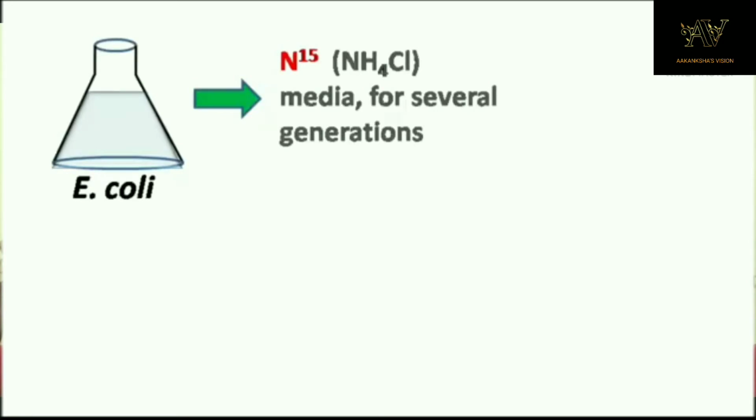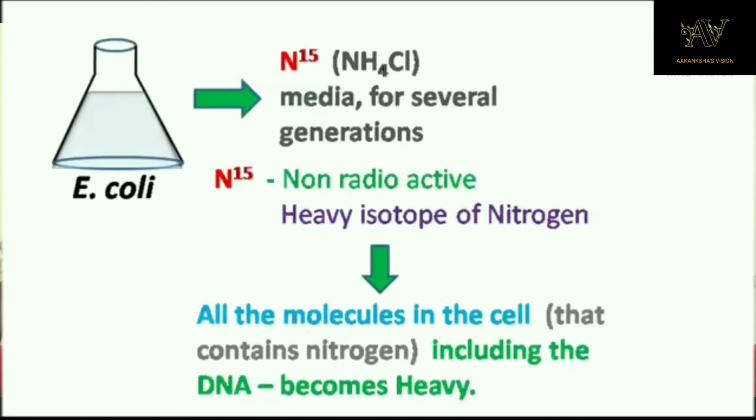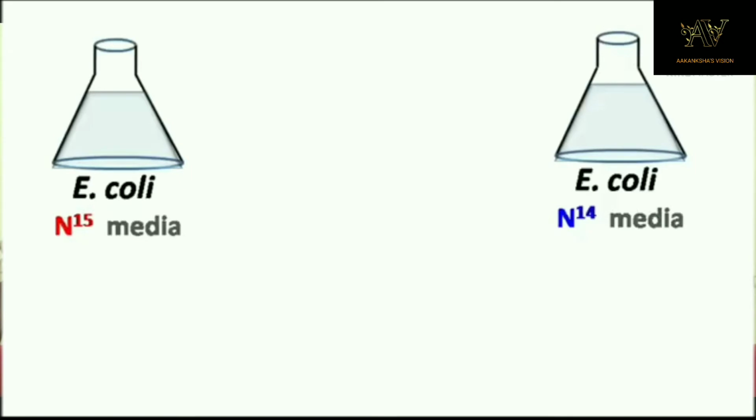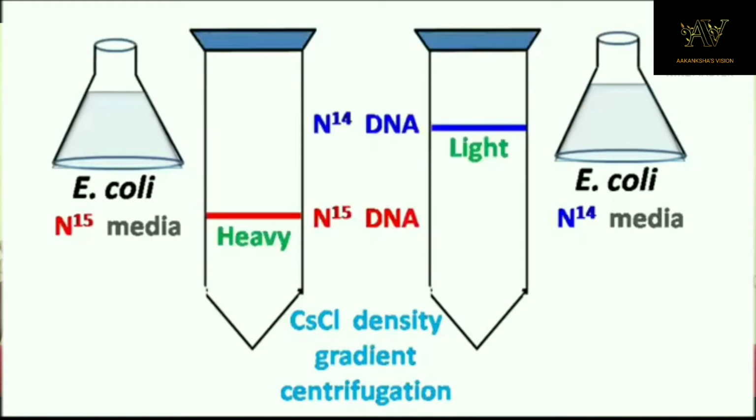In the first step, they grew E. coli in a medium containing NH4Cl. The nitrogen isotope used in the NH4Cl was the N15 isotope, for many generations, and the result was that N15 was incorporated into newly synthesized DNA. The N15 isotope is the heavy isotope of nitrogen, as opposed to N14. Therefore, heavy DNA molecules could be easily distinguished from normal DNA molecules just by centrifugation in a cesium chloride density gradient.